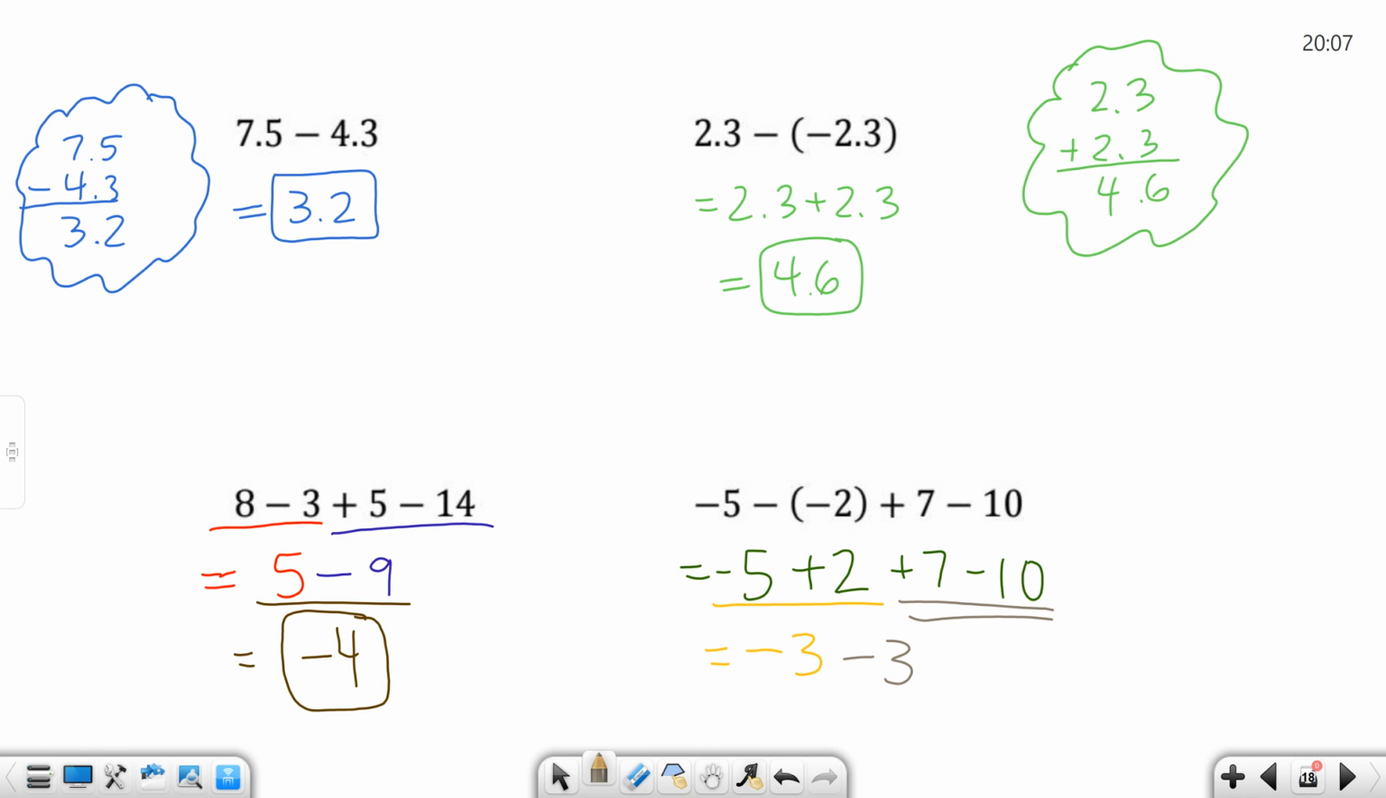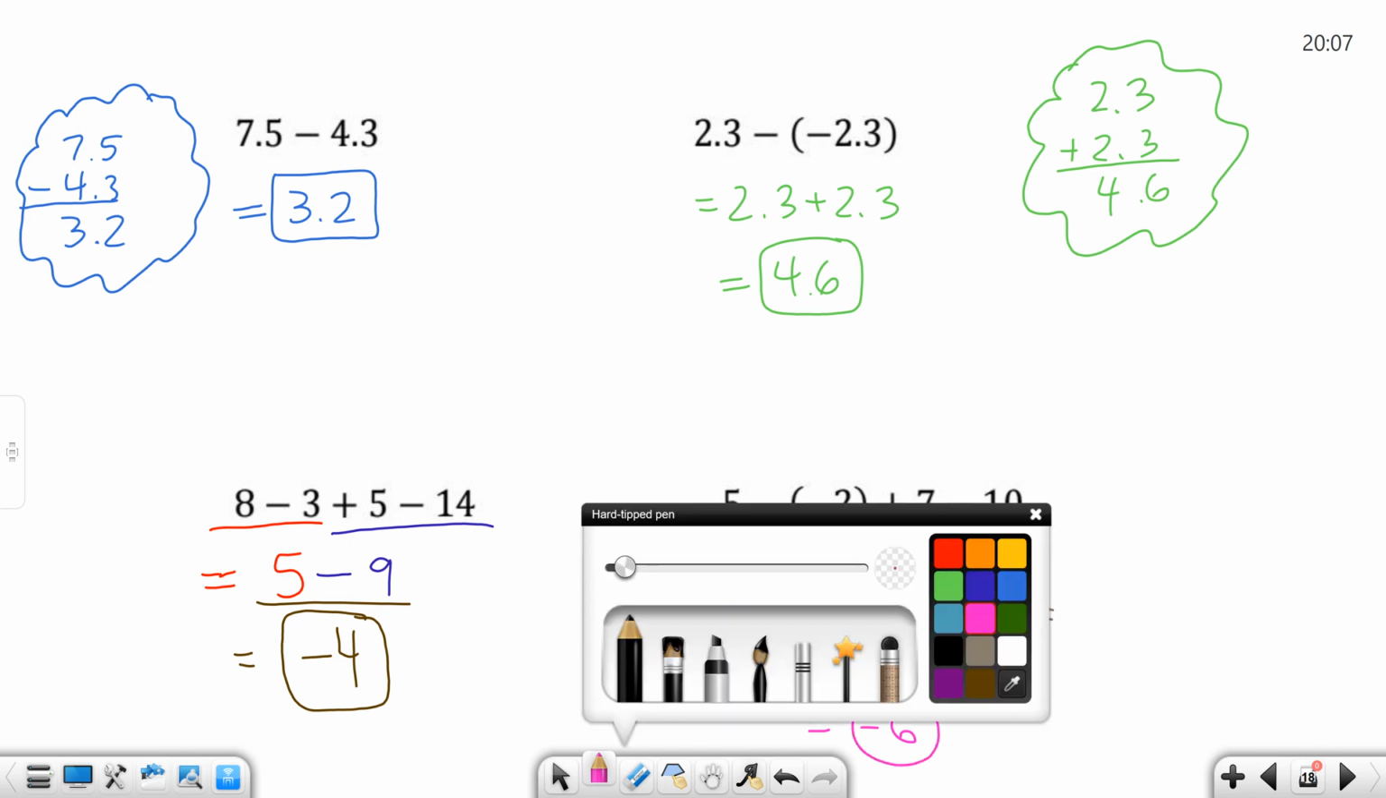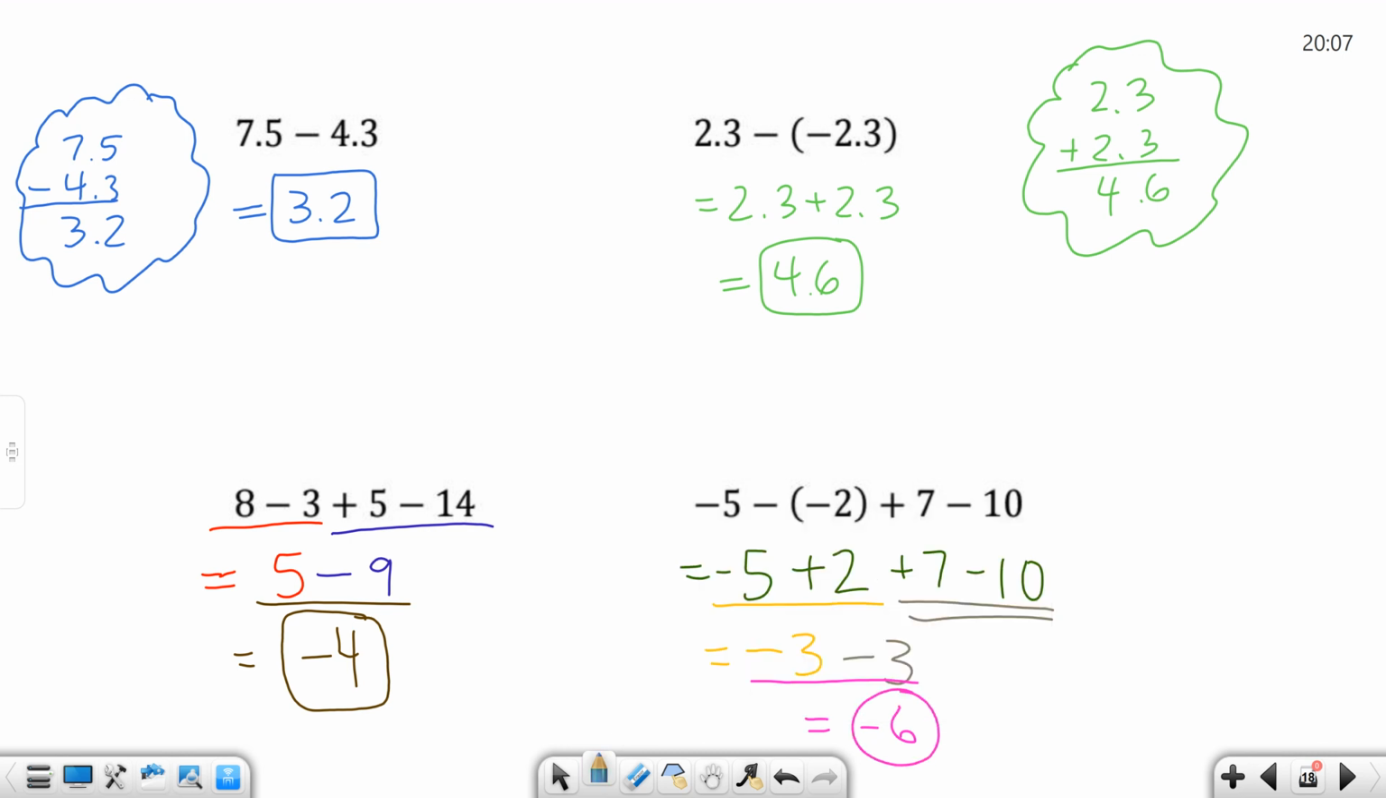Now be careful, don't tell me that's 0. Right? They're both negative, so you add them together, you get 6, and you keep it what? Negative. So that's negative 6.